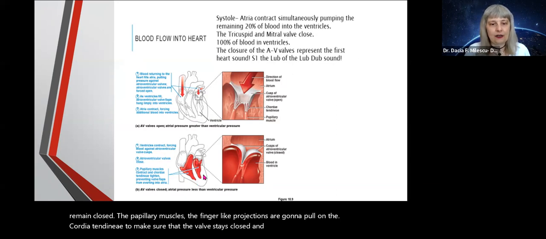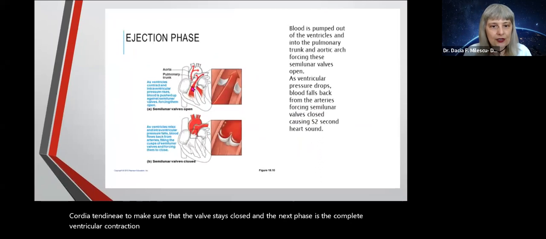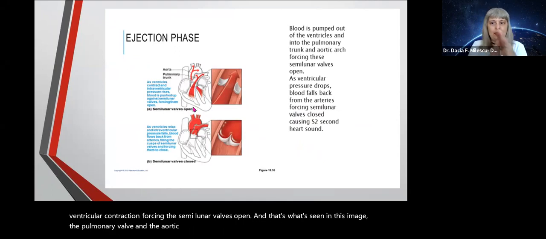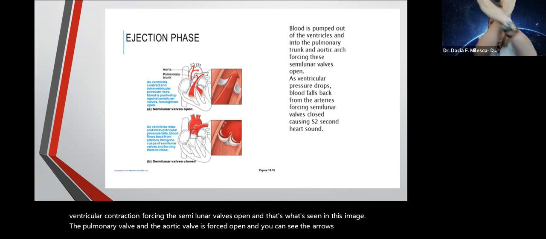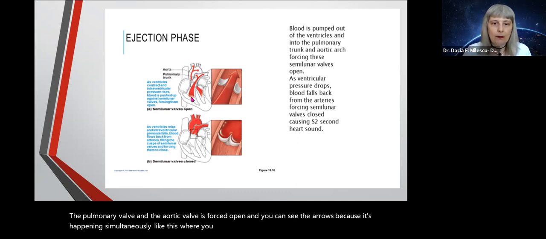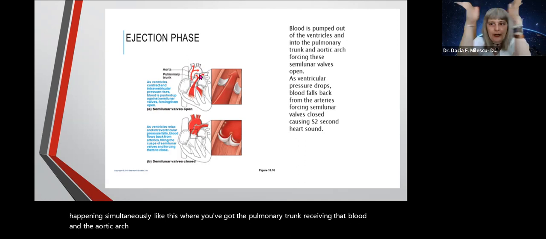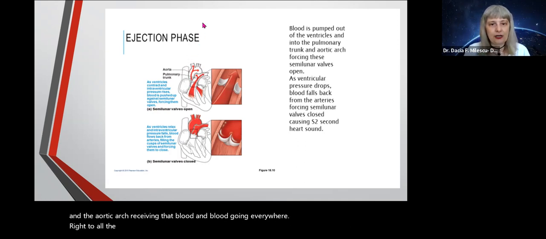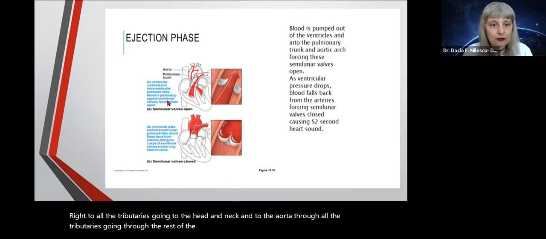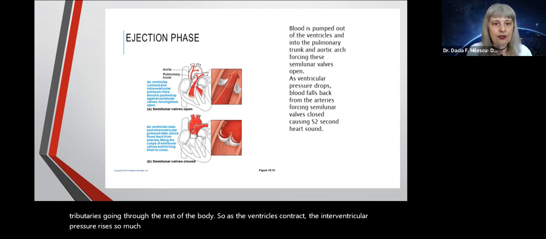And the next phase is the complete ventricular contraction, forcing the semilunar valves open, and that's what's seen in this image. The pulmonary valve and the aortic valve are forced open, and you can see the arrows because it's happening simultaneously like this, where you've got the pulmonary trunk receiving that blood and the aortic arch receiving that blood, and blood going everywhere, right? To all the tributaries going to the head and neck, and to the aorta through all the tributaries going to the rest of the body. So as the ventricles contract, the intraventricular pressure rises so much that it pushes the semilunar valves, forcing them open, and that's how it happens.